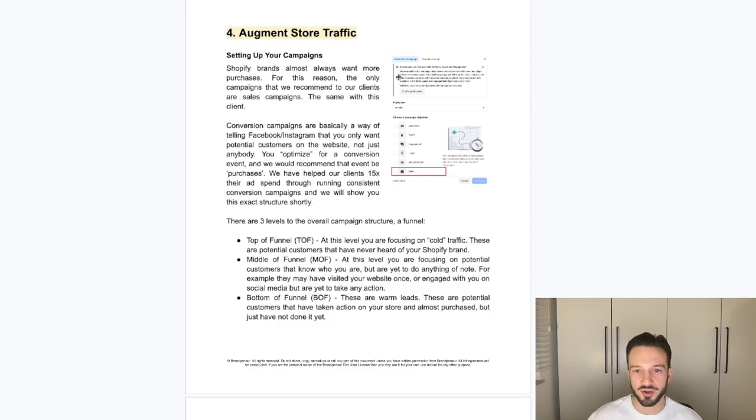When you click on create a new campaign, you select the sales objective. Forget about awareness, forget about traffic. We don't want engagement, we want sales. We want that bottom line number to be as big as possible for our clients. Conversion campaigns are basically a way of telling Facebook and Instagram that you only want potential customers on the website, not just anybody. We don't want browsers, we want buyers. So you optimize for a conversion event, and of course, in this case, that is purchase.